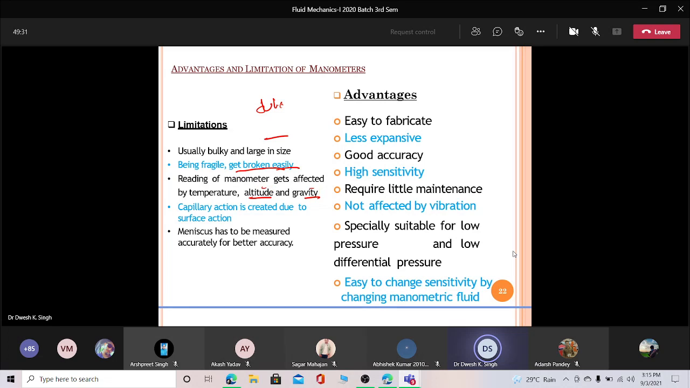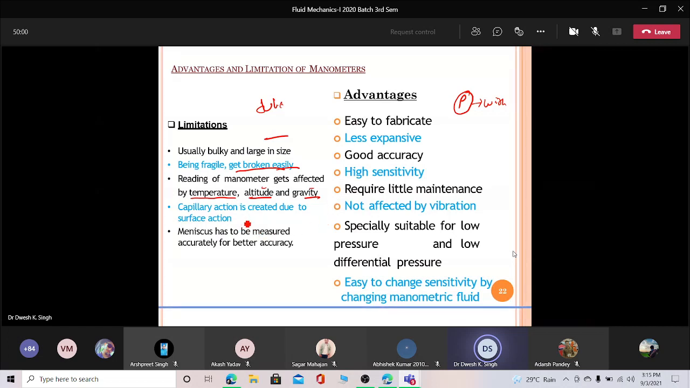Also, if you have a very high temperature fluid, due to the high temperature there is a chance of change in density, because density changes with temperature. If the temperature is high enough to change the density, then for such a system a manometer can give you a wrong reading.